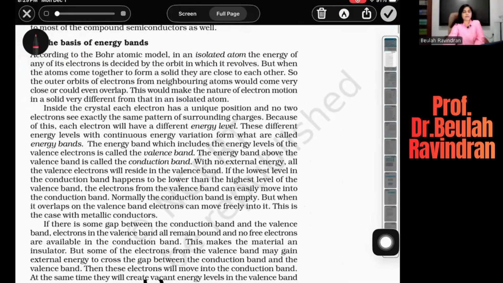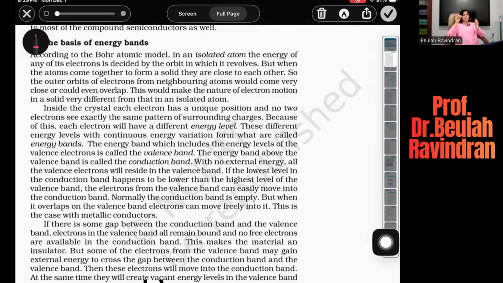It is given what is meant by energy bands. For example, according to Bohr's model, every electron of an isolated atom has well-defined energy levels, right? So each and every electron occupies various energy levels. But when the atoms come together to form a solid, they are very closely packed, close to each other. So the energy levels of the electrons from neighboring atoms become very close or would even overlap. These different energy levels with continuous variation are called energy bands.